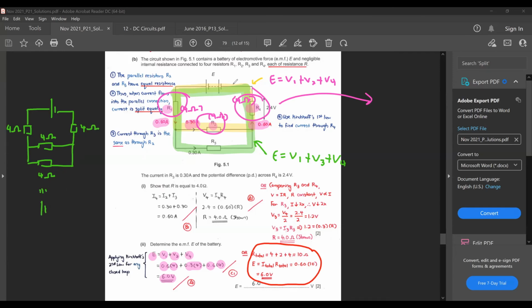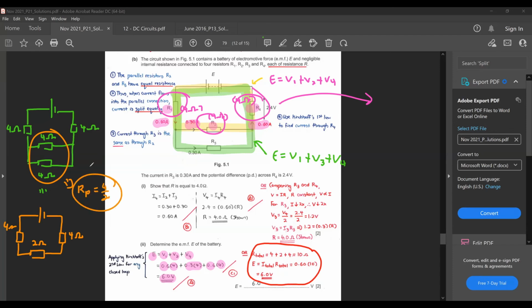This one will thus become a circuit that looks like this, where this one is 4 ohm, this one is 2 ohms, this one is 4 ohm. Because this is a parallel combination with equal resistance on each branch, we can say that the parallel resistance is just 4 divided by 2. I think I explained this before. You take the resistance value divided by the number of resistors that you see. So 4 divided by 2 gives me just 2 ohm.